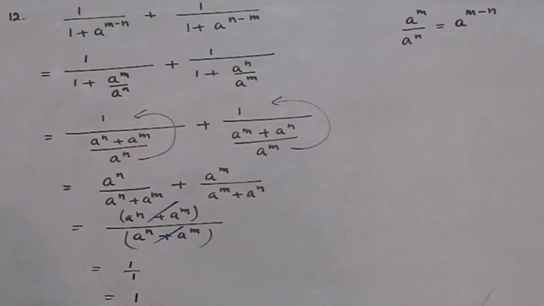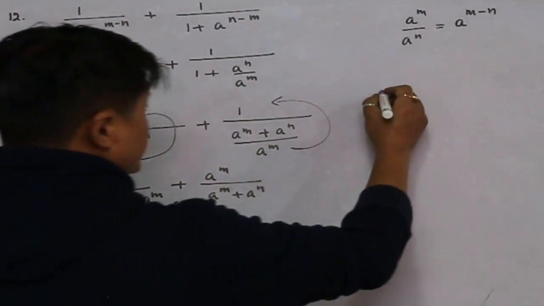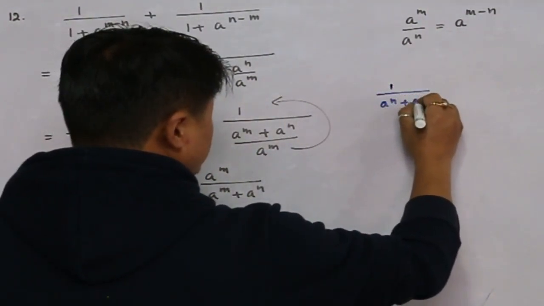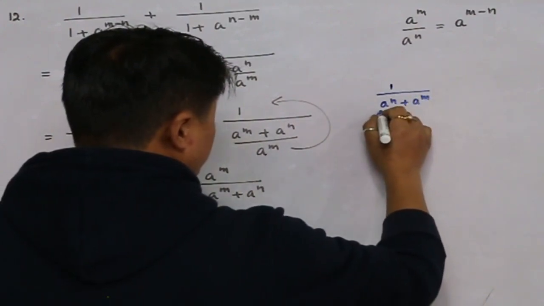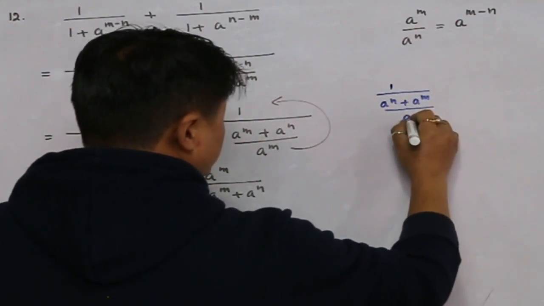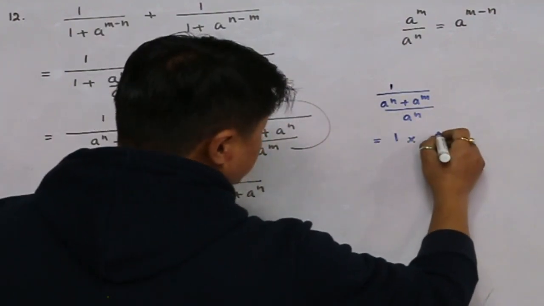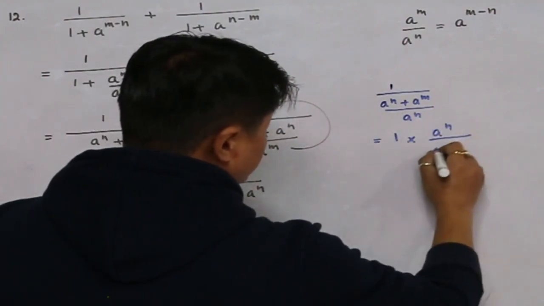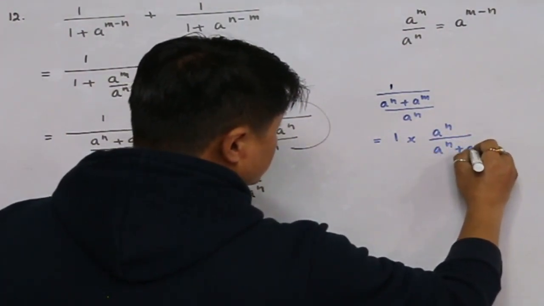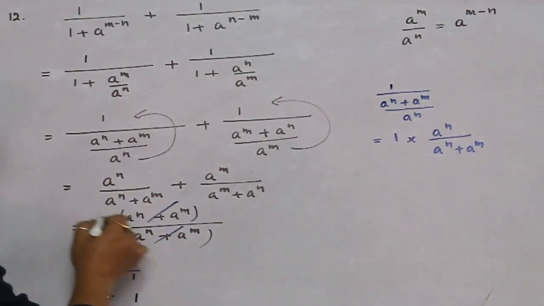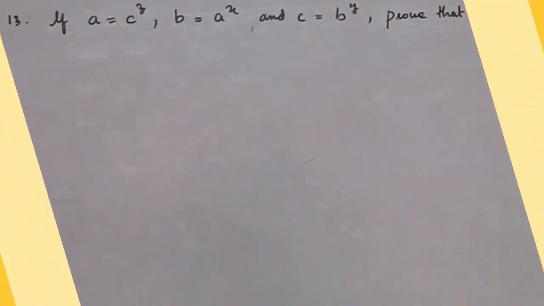If you get confused here, from here we can see this 1 divided by a to the power m plus a to the power m, whole divided by a to the power n. This can be written as 1 into the reciprocal of a to the power n, a to the power n plus a to the power n. If you multiply the whole term by 1, you will get this term directly. Clear?